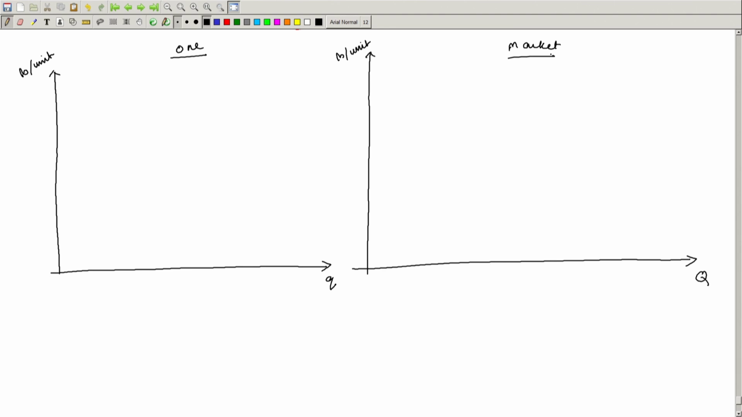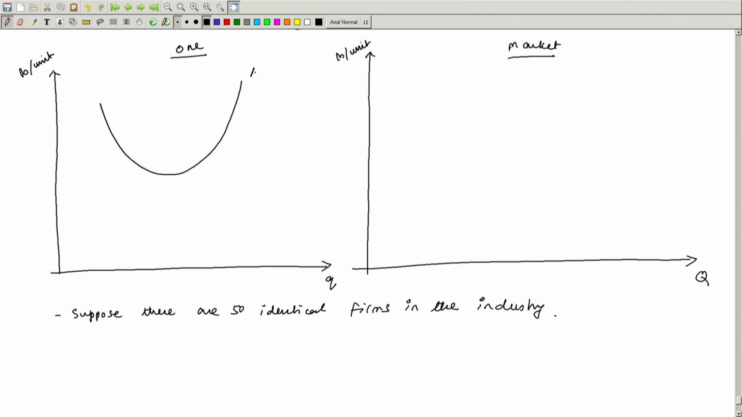And for convenience, I am going to allow symmetry between the firms in the sense that I am going to assume that all the firms are identical. And let us start with the scenario that there are 50 firms in the industry, right. So, suppose there are 50 identical firms in the industry. So, each of these firms is going to have, let us say, some average cost curve, right. This is AC as a function of Q.